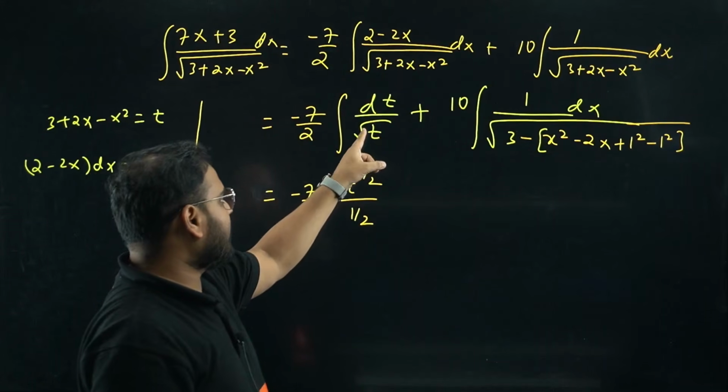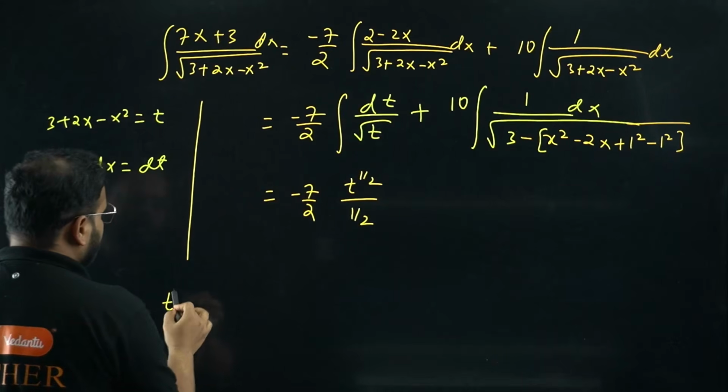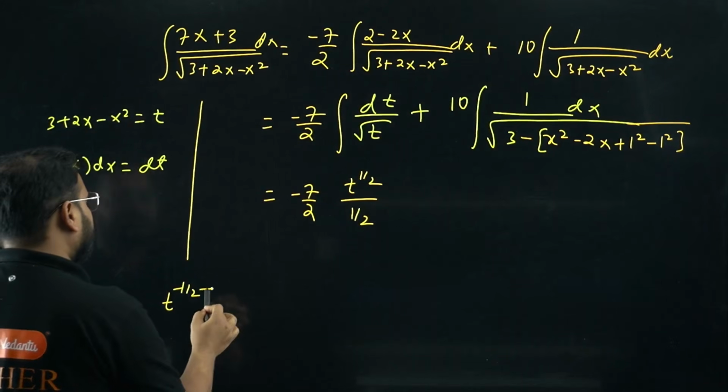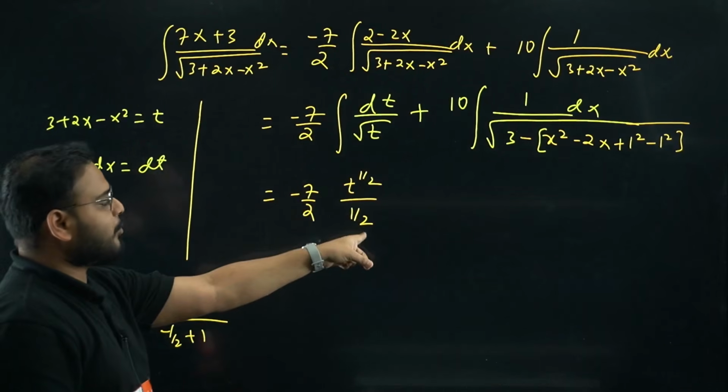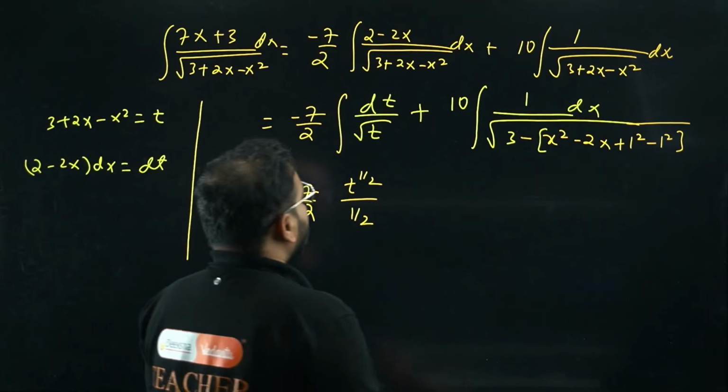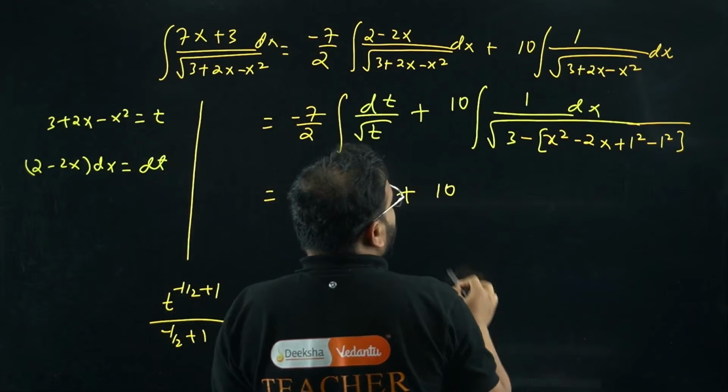What is right now over here? This is going to be t power minus 1 by 2. Now integrate this: plus 1 by minus 1 by 2 plus 1. Same thing, t power 1 by 2 by 1 by 2. Okay, so this will be 10 only.